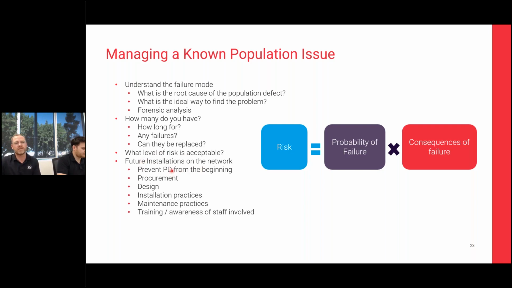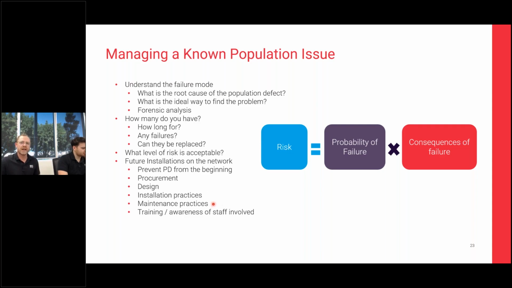So what you can do is prevent PD from the beginning, and that can go back to the procurement stage. What are you buying? What are you installing? Because they can have problems from when you bought them. The design of the asset, the installation practices that all the people in the field are using to build the asset, how are they transporting it to site? Are they following all the installation instructions, especially on the cable terminations, that type of thing?